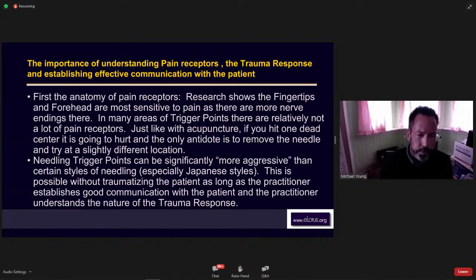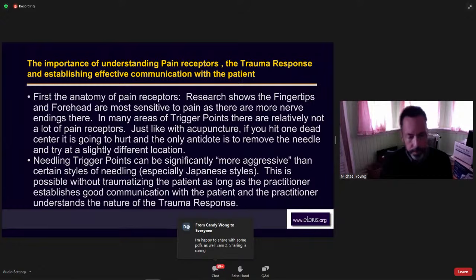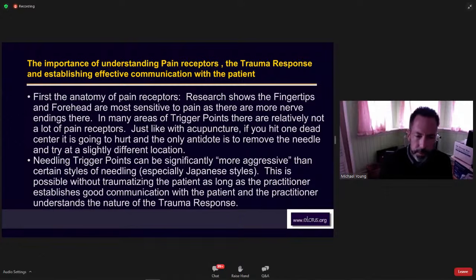And once you're through the skin, it's possible that you hit some kind of sensory pain receptor, but it's less likely. So when you look at it from the outside, it looks like, wow, that's going to be really traumatic and hard on the patient. But when you actually do it, patients usually don't complain, and it's not that painful. If it was really painful, I probably wouldn't be a fan of it. So needling trigger points can be significantly more aggressive than certain styles of needling, especially Japanese styles. It's possible without traumatizing the patient, as long as the practitioner establishes good communication.